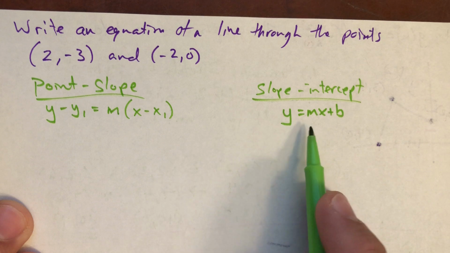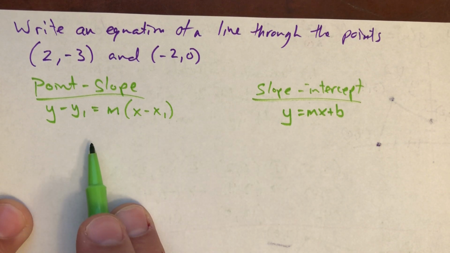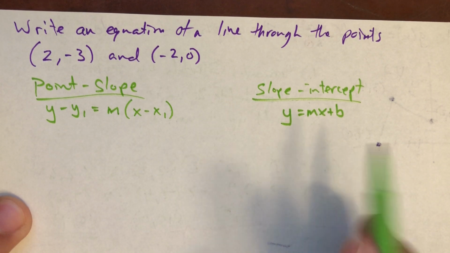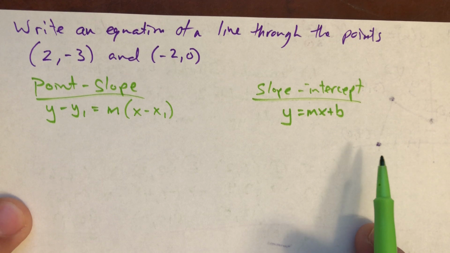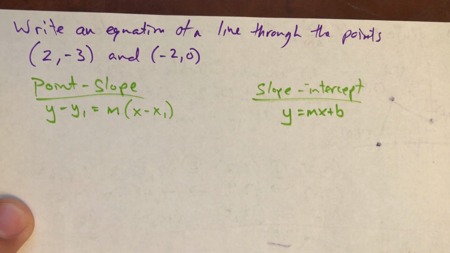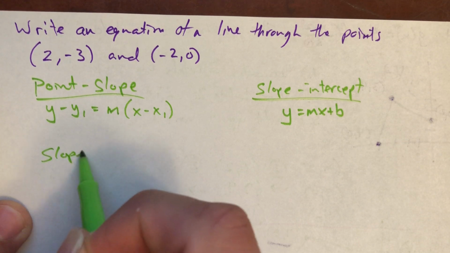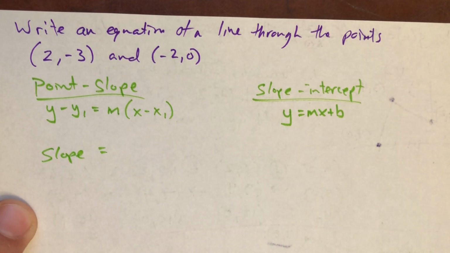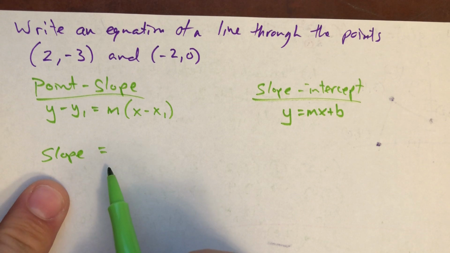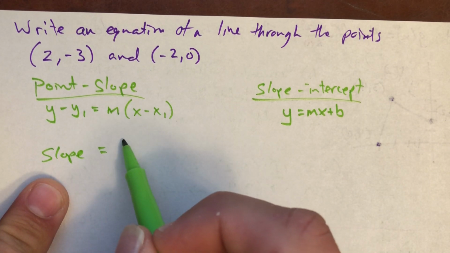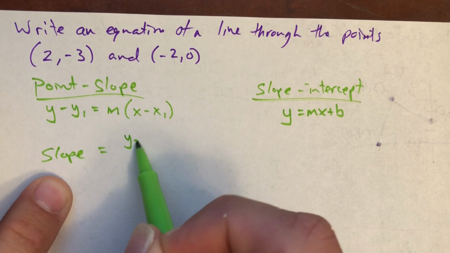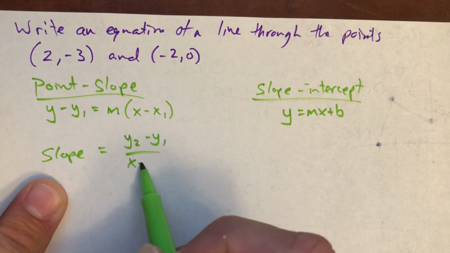So we want to do it both ways here. We want to do it in point slope form. We also want it in slope intercept form. For both of them, we do need the slope. So let's find that first. And we know how to find slope, right? Change in y over change in x. So we have change in y over change in x.